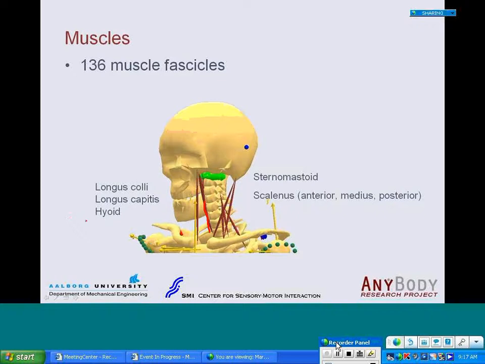An important muscle is also the sternomastoid, which you can see very clearly from the surface of the neck. It's this one here, and it's important both in flexion but also in rotation of the neck. Somewhat deeper, we have the so-called scalenus muscle, and it is divided into an anterior part, a medius part, and a posterior part. They're located here.